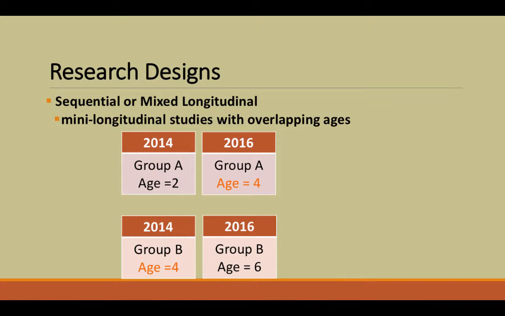So for example, we're going to have Group A come in and observe their walking in 2014, then we'll observe them again when they are age 4. Simultaneously, we'll have a second group of people come in, and we'll have them come in at 4 and then again at 6. So from this, we're really able to see how the changes in running or walking take place from ages 2 to 6 by being able to observe some of the change, but also inferring some of it as well.